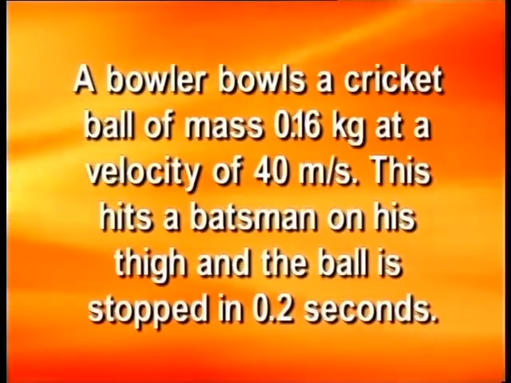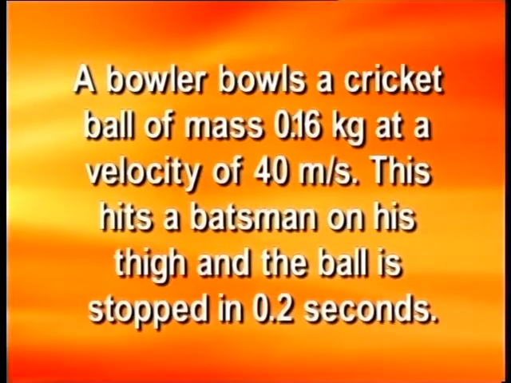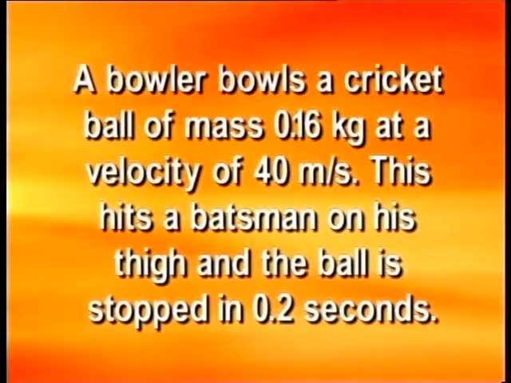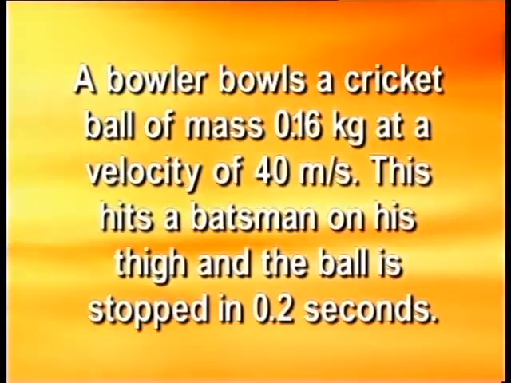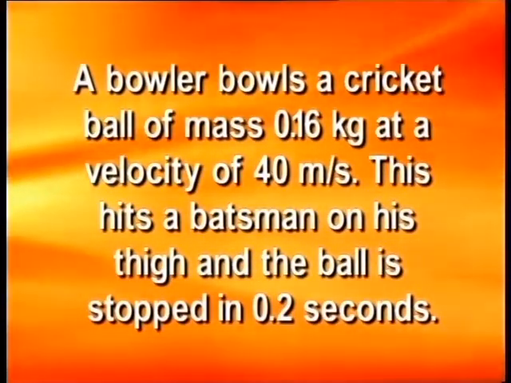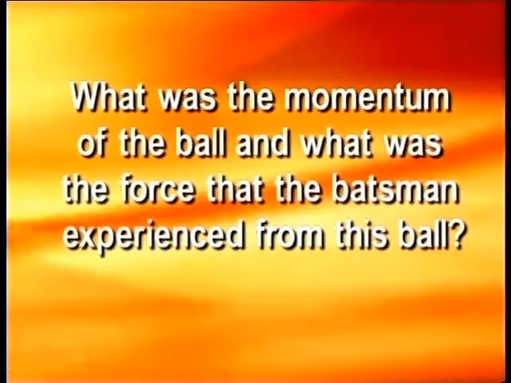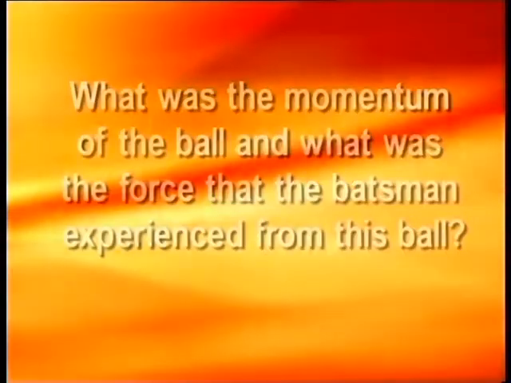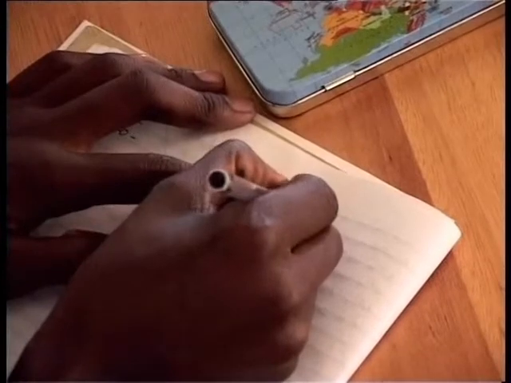It says, Makhaya bowled a cricket ball of mass 0.16 kg at a velocity of 40 meters per second. This hits a batsman on his thigh. You know a thigh, yeah? It hits the batsman on his thigh, and the ball is stopped in 0.2 seconds. What was the momentum of the ball, and what was the force that the batsman experienced from this ball? The learners now have to apply their observations to a theoretical problem.